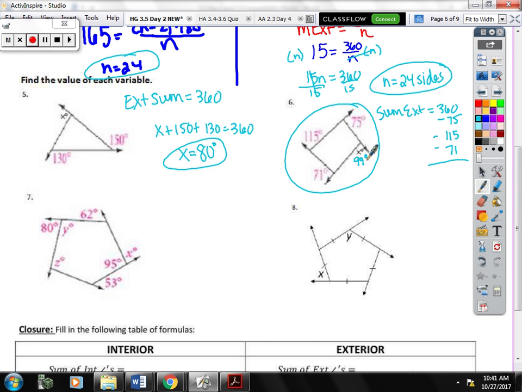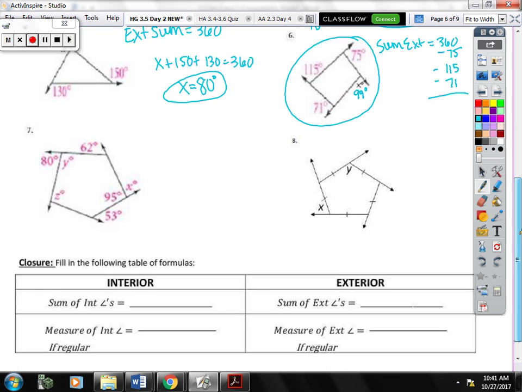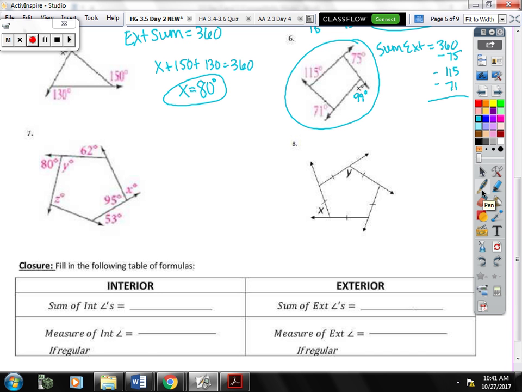Now, 7 is a little harder because there's more numbers, and if you look at the exteriors, you have one exterior that's unknown, and we actually have another exterior that's unknown. So you cannot just do 360 minus this, this, and this because you would have 2 different angles and we don't know that they're congruent. But does anyone see some of the angles that I could find just by looking at my picture right now?